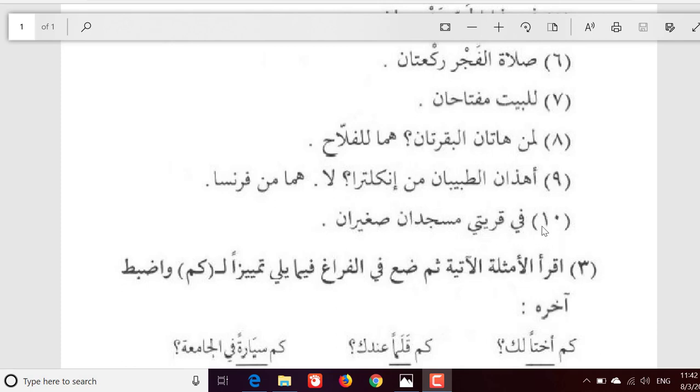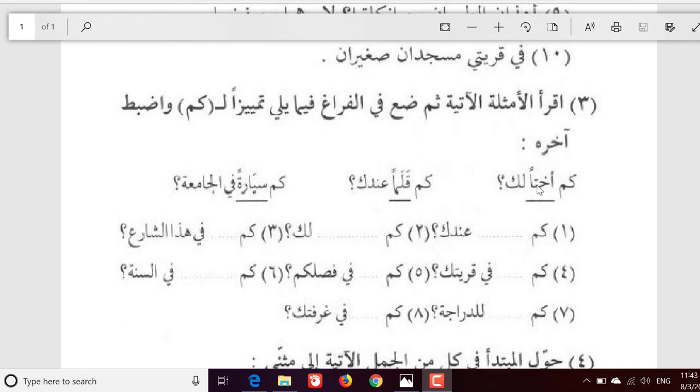Fi qaryati masjidani saghirani. In my village are 2 small masjids. So here we have saghirani as the adjective for masjidani. Okay? And masjidani is the subject because fi qaryati is harf al-jar and ism majroor, and so masjidani is the subject. Because it's indefinite, no alif lam, because it's not particular, and the preposition comes in front of it, that's why it comes later.